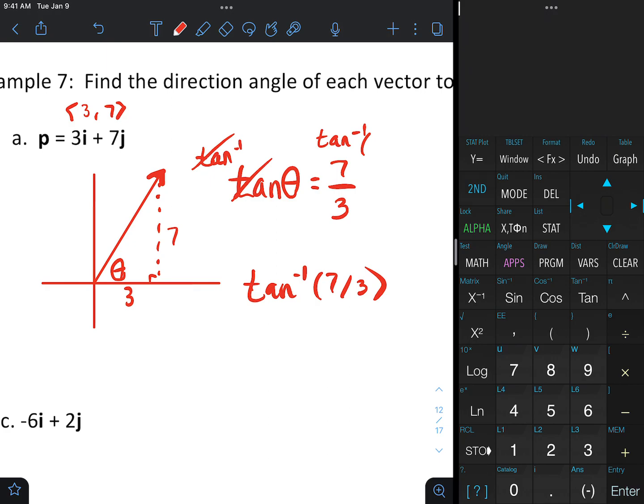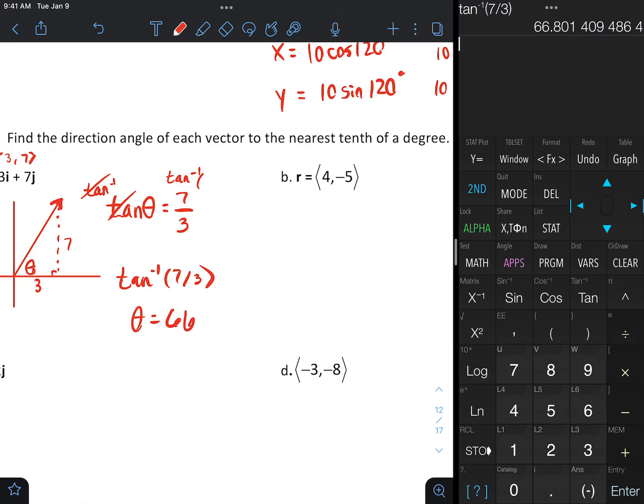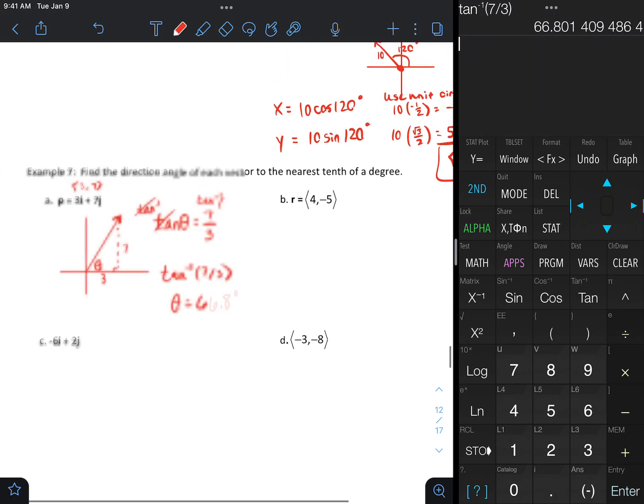So let's see if we can do that second tangent. Make sure your calculator is in degree mode so we can get the actual number of degrees. So we'll say theta is about 66.8 or 67 degrees if you round to the nearest whole number. They said to the nearest tenth, so let's go 66.8. And that'll be it right there.